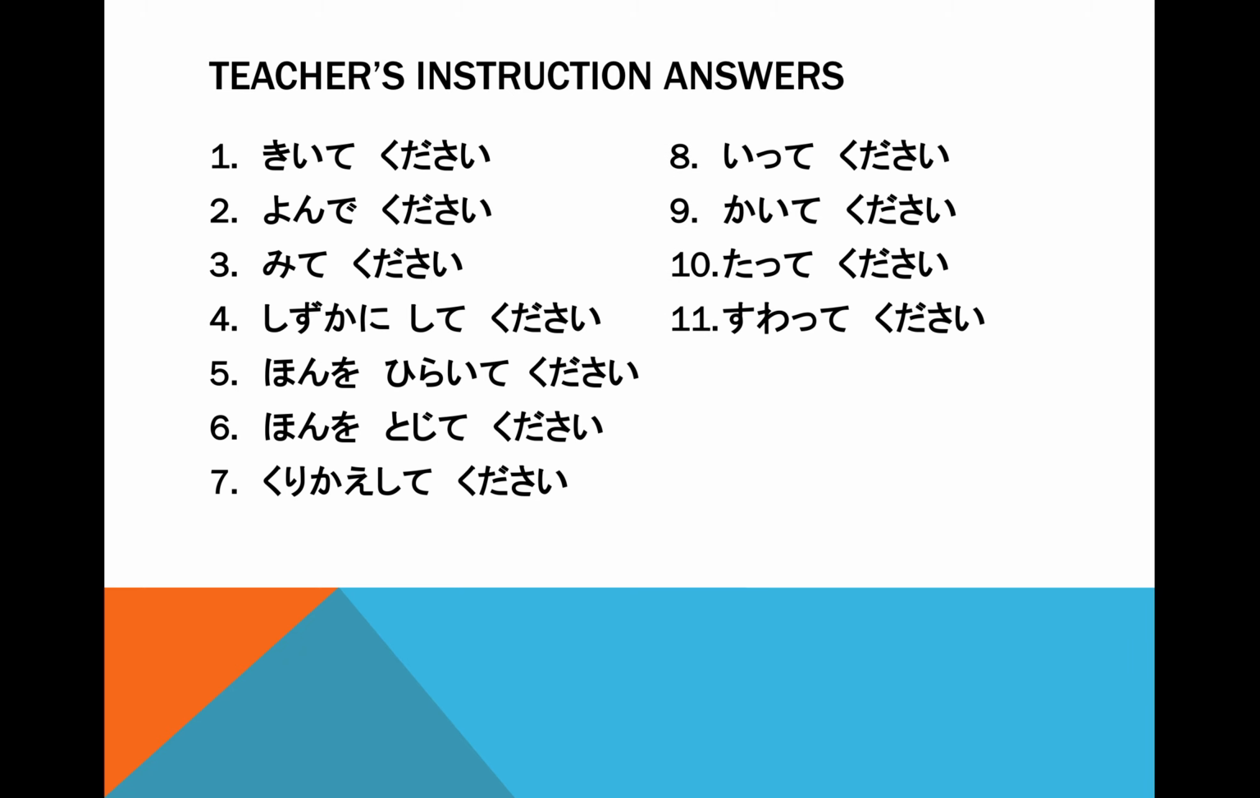Here is the answer. Number 1. 聞いてください。2. 読んでください。3. 見てください。4. 静かにしてください。5. 本を開いてください。6. 本を閉じてください。7. 繰り返してください。8. 言ってください。9. 書いてください。10. 立ってください。11. 座ってください。I forgot to add a small circle at the end of the sentence, like a period, so please put the period at the end of the sentence.